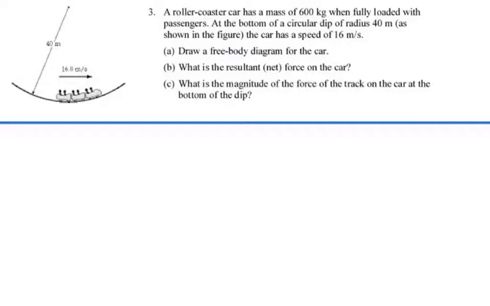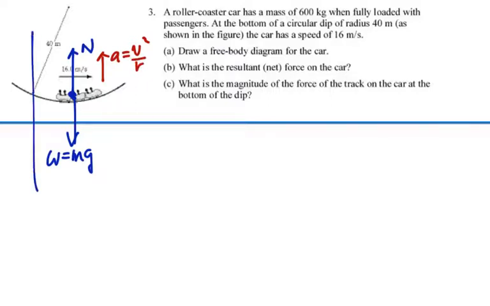Alright, let's just draw it right on our diagram here. We're going to have weight, so we have weight equal to mg pulling down on the car. And we have a normal force of the track on the car pushing up. And as a result of these two forces, there is an acceleration towards the center of the circle equal to v squared over r. That is our free body diagram.